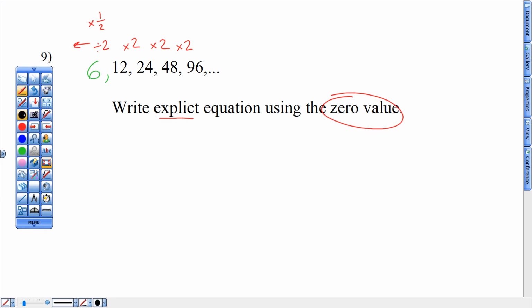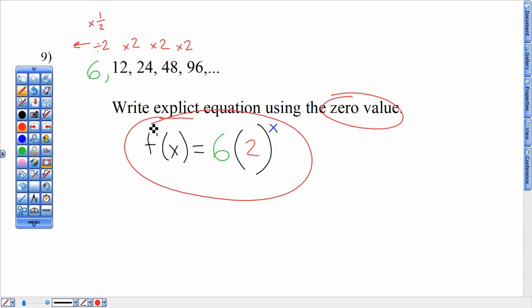So for this equation, I would write f of x equals that green 6. That's my 0 number times that 2 raised to the x power. That's explicit geometric equation. That would be like a line drawn through. That's not straight. That's curvy. That's not recursive. Don't use dots.